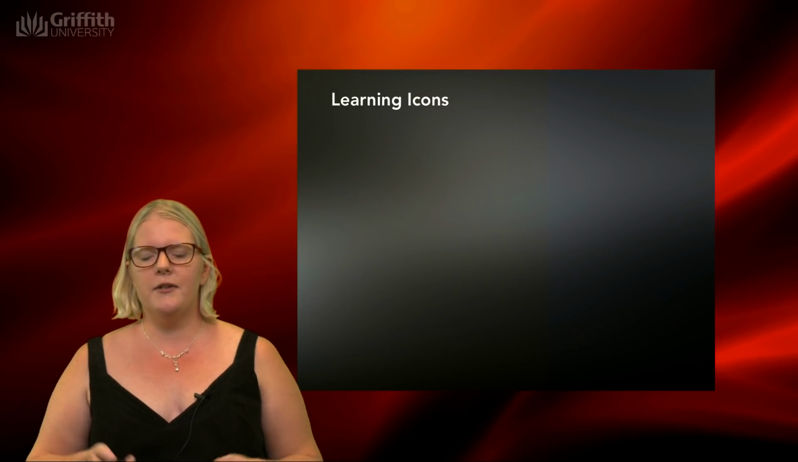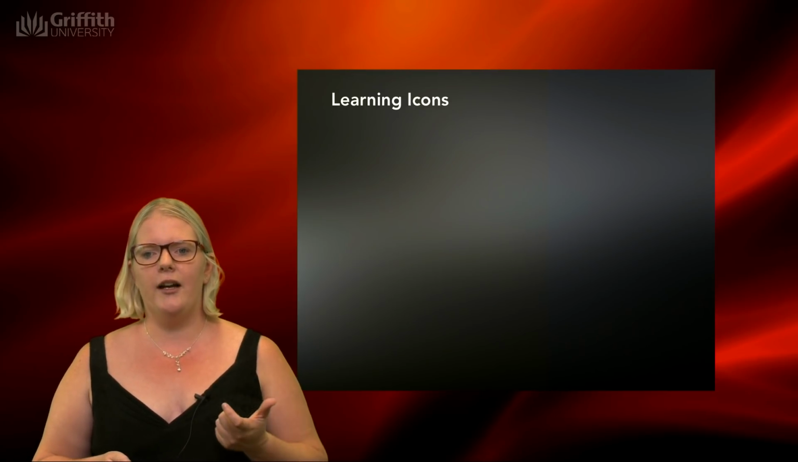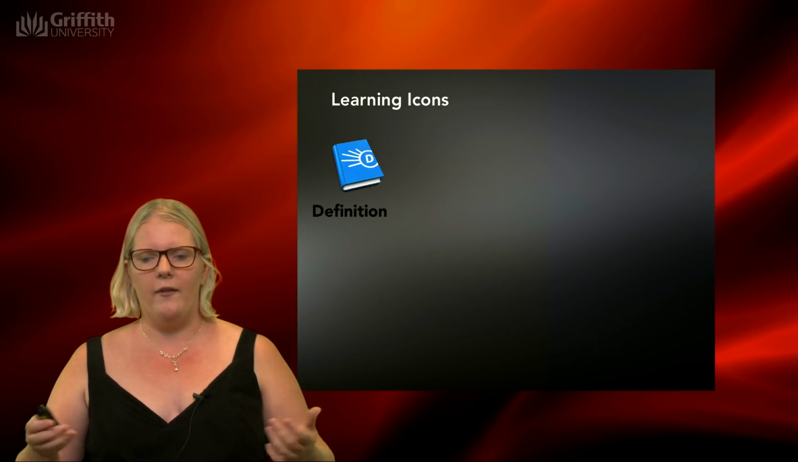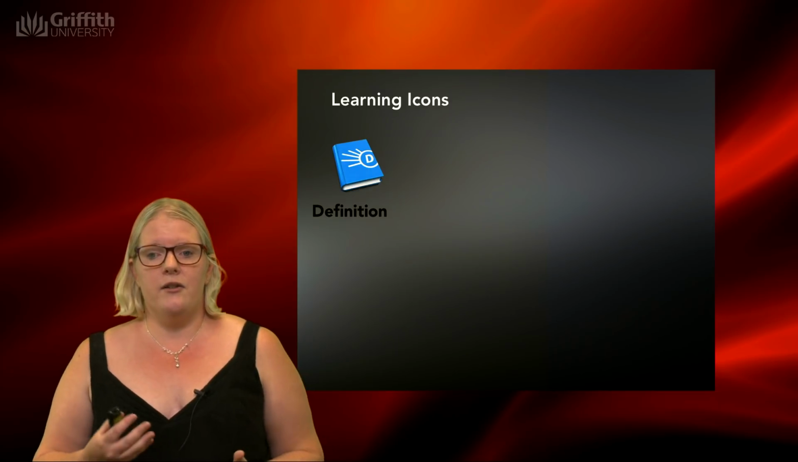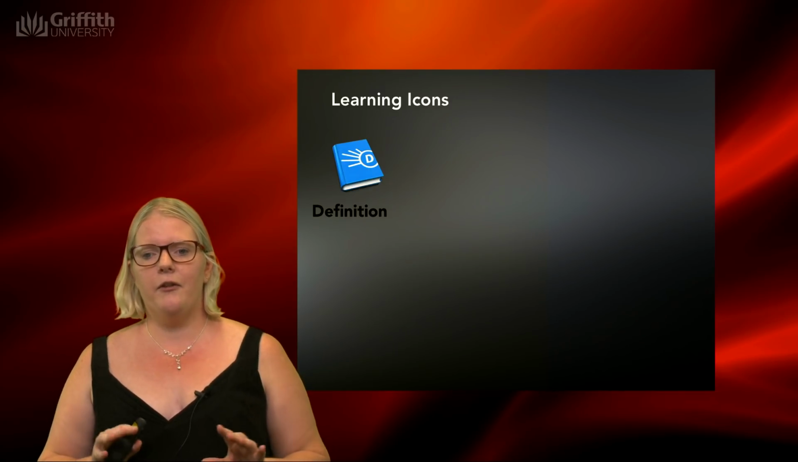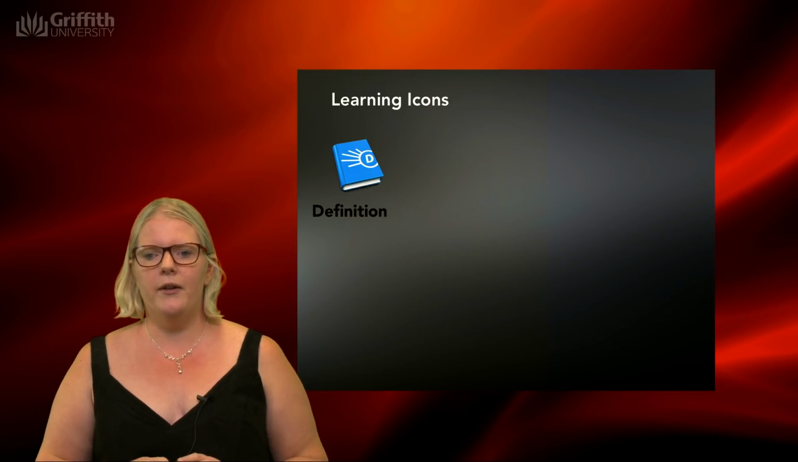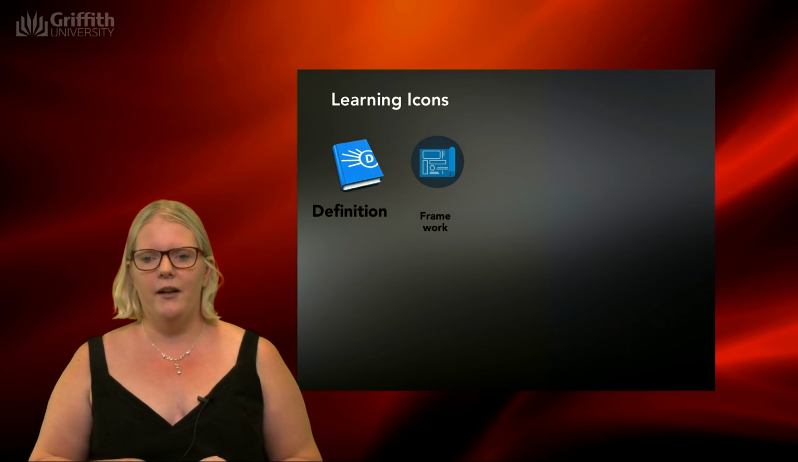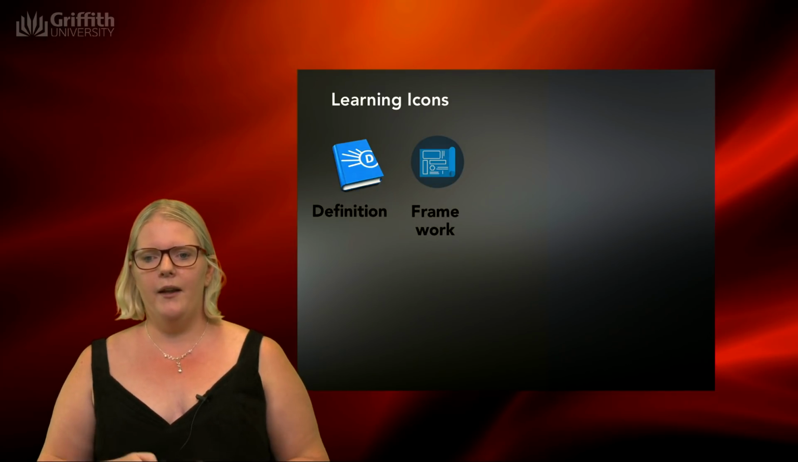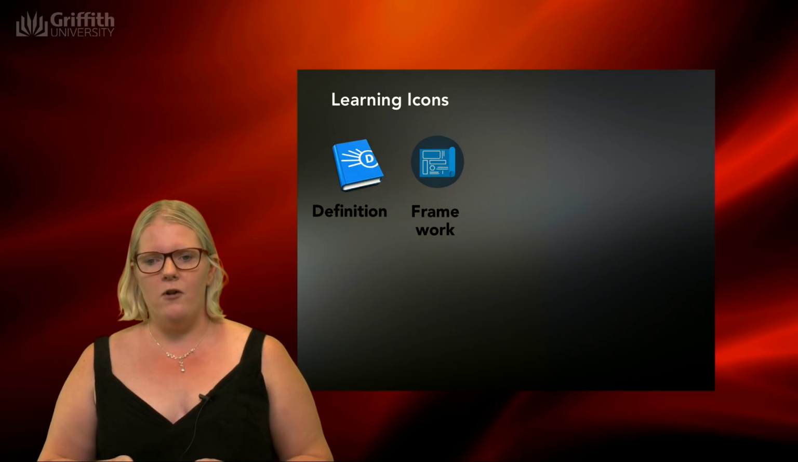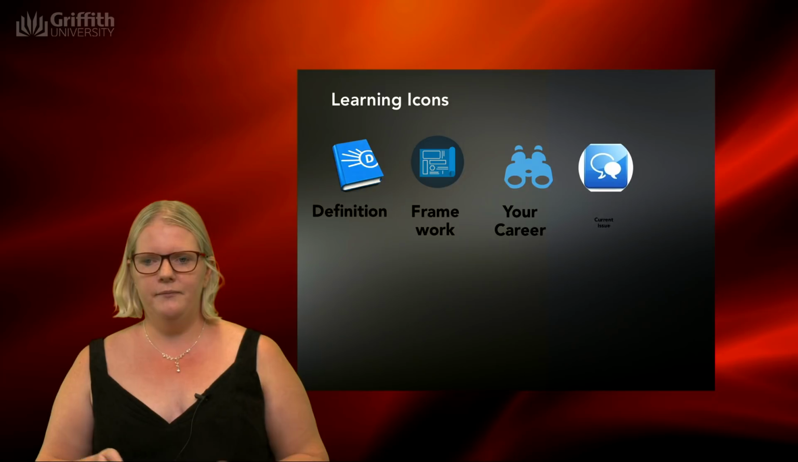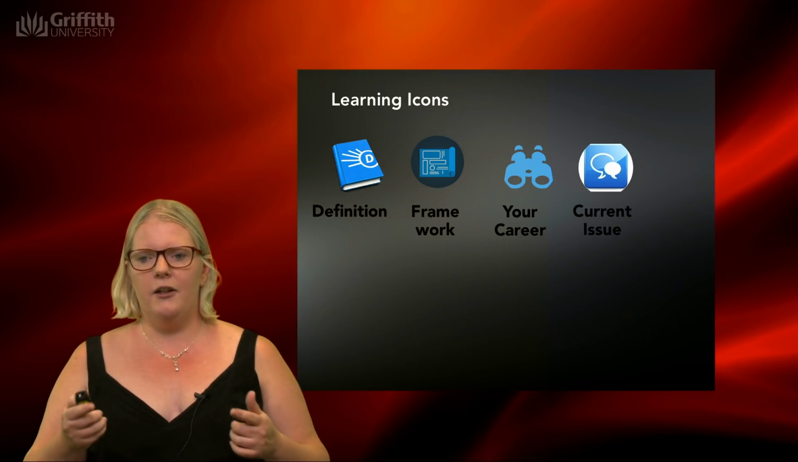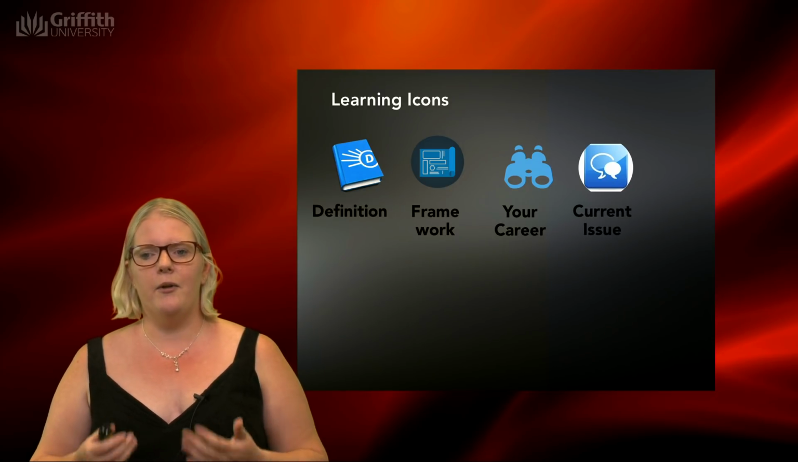During the course of this semester, you'll also see these learning icons which appear on all of our slides. They're little tiny pictures which mean different things. So let me run you through them now. This book with a little D on the front of it is the definition. That's an important thing to remember. This little map is a framework. The little glasses is your career. This little icon means that it's a current issue that we want to talk about today.